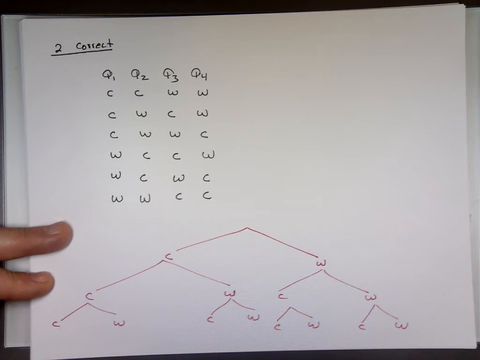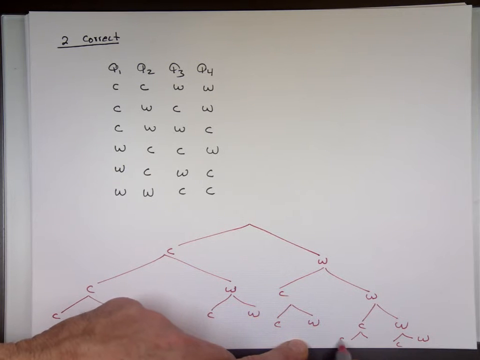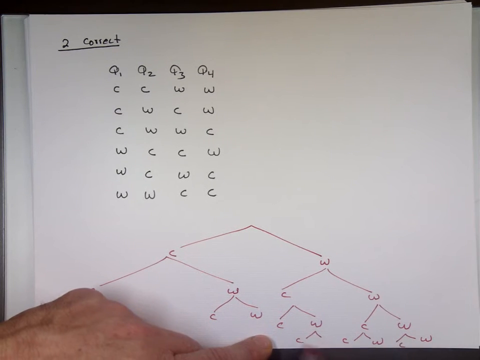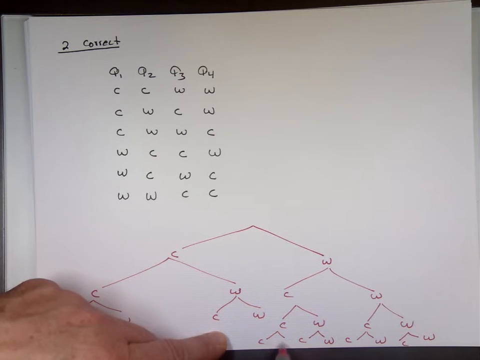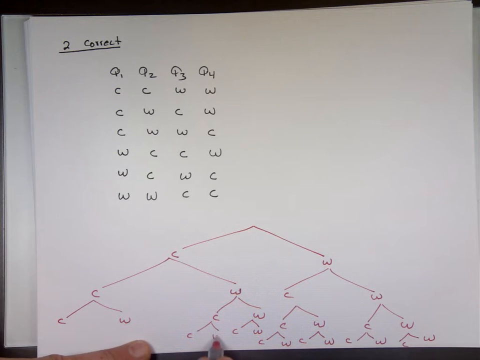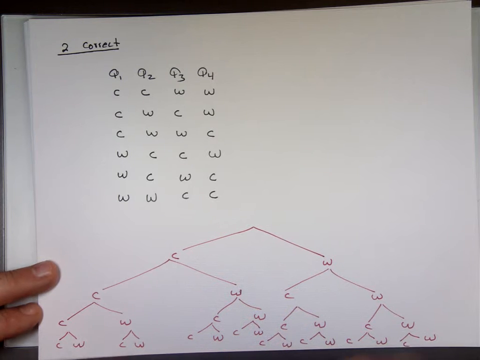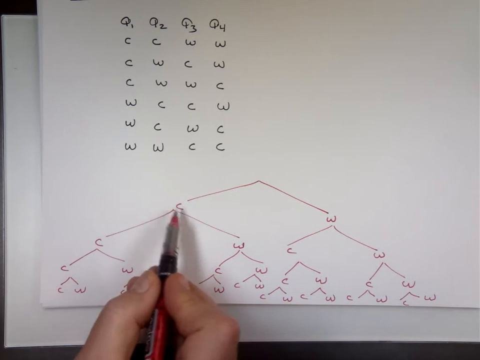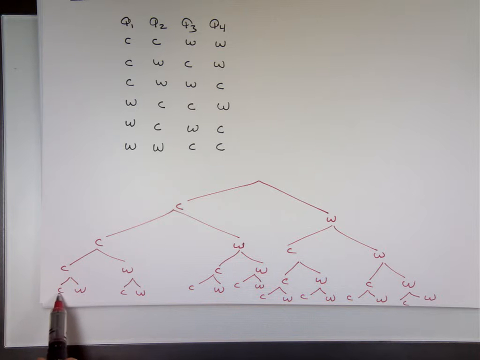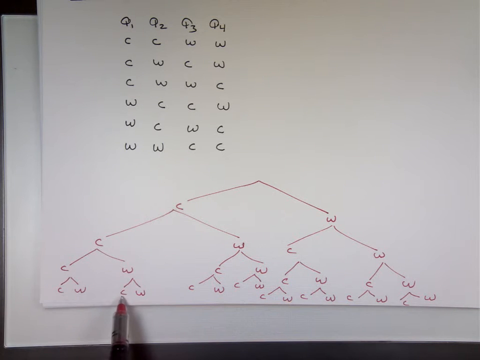And for the last question is what? Correct, wrong, correct, wrong, correct, wrong, correct, wrong, correct, wrong. That's all the possibilities. So one choice could be correct, correct, correct, correct. Correct, correct, correct, wrong. Correct, correct, wrong, correct. Correct, correct, wrong, wrong. You can list them all.